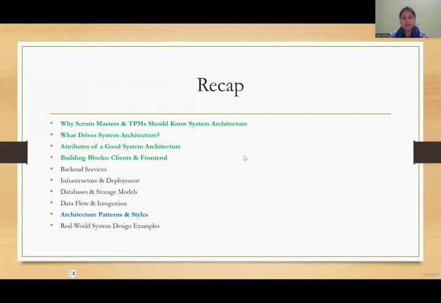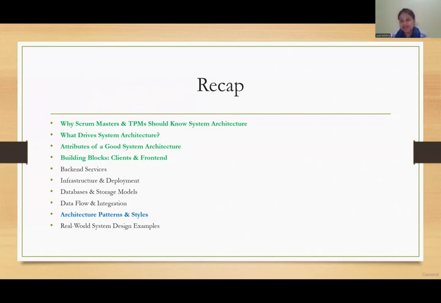Let's quickly recap what we've studied so far and what we are going to cover in today's session. So, till now, we understand why, as a Scrum Master or a technical project manager, we need to know the system architecture. One common word which I've been using throughout the series is you are no longer just the facilitator or a collaborator. You are moving towards being a strategic enabler.